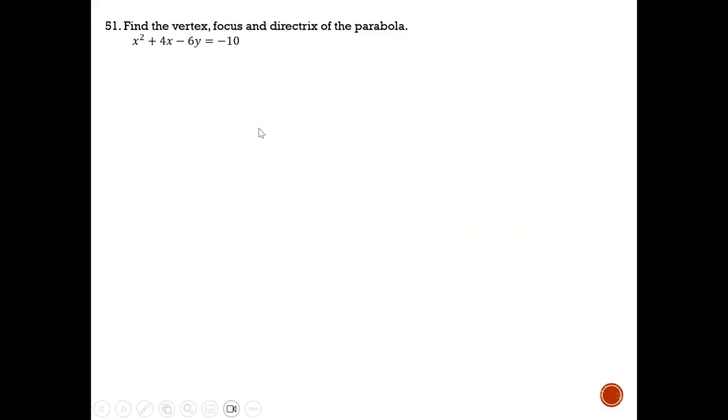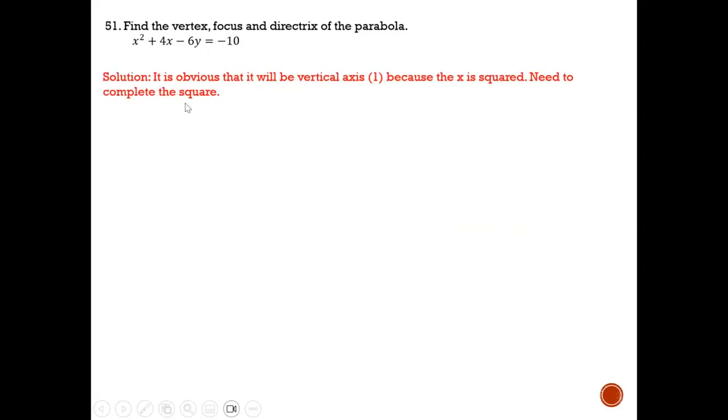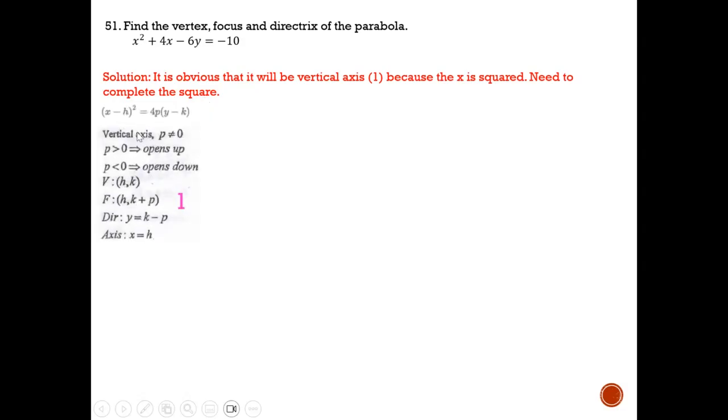Okay, now this is 51. Here we're going to complete the square again. Find the vertex, the focus, and the directrix of the parabola. Since we have x squared, it's going to be number 1. It's going to be vertical because the x is squared. So here are the characteristics that we're going to need. Now, we have to complete the square.